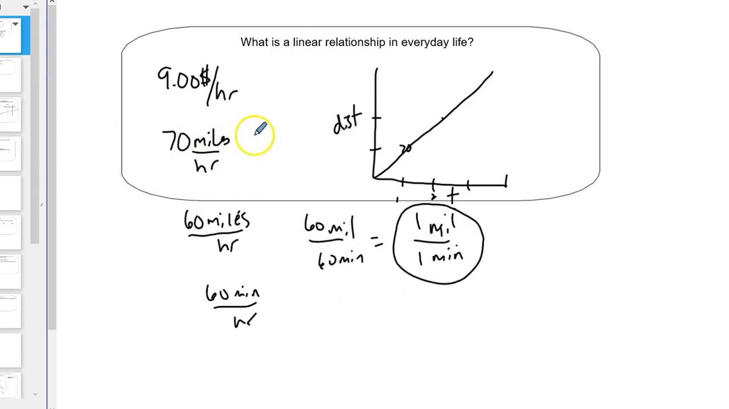So these are just relationships, and sometimes at work, if you don't like your job, you can still calculate how much money you're making. In 1 hour I make this much, in 2 hours I make this much.